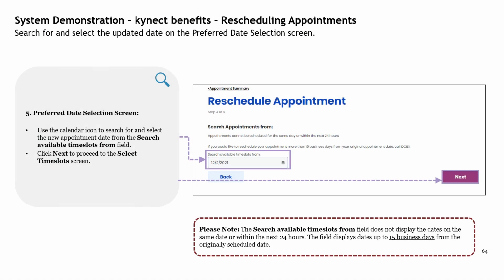On the Preferred Date selection screen, use the calendar icon to search for and select the new appointment date in the Search Available Time Slots From field. Click Next to proceed to the Select Time Slots screen.